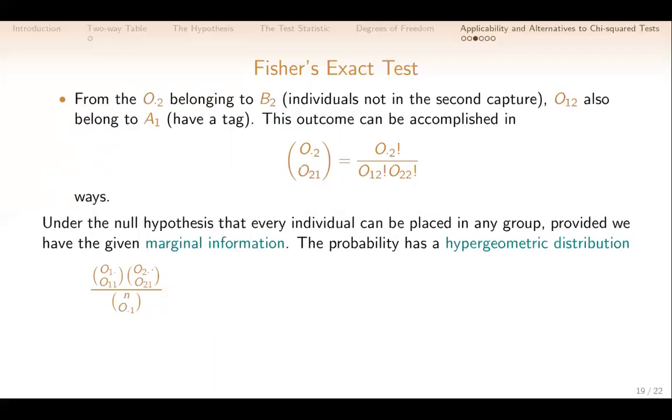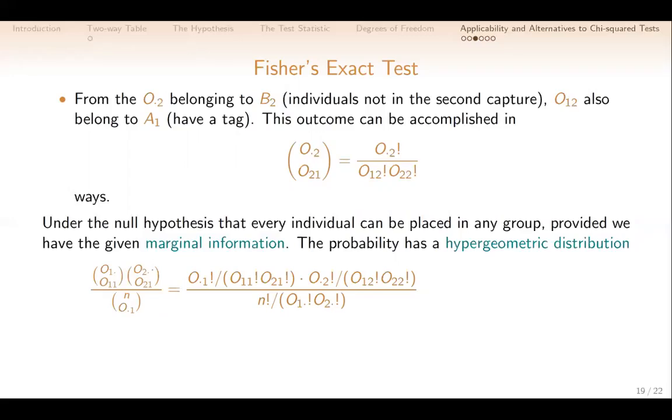So under the null hypothesis that every individual can be placed in any group provided we have the given marginal information, that probability is just a hypergeometric function. And there it is from each of the 3 pieces that I have. And now I'm going to write them all out. So it's O.1 factorial divided by O11 factorial, O21 factorial. That's the first term. And then it's an O.2 factorial over O12 factorial times O22 factorial.